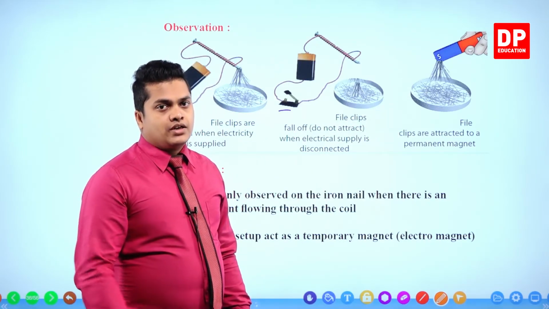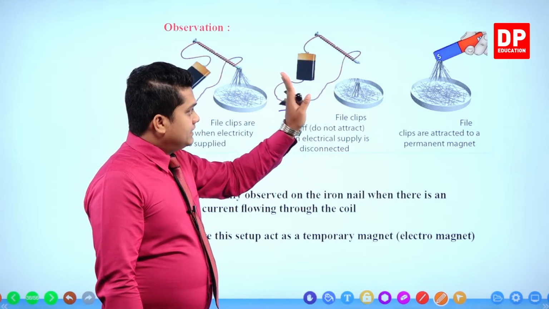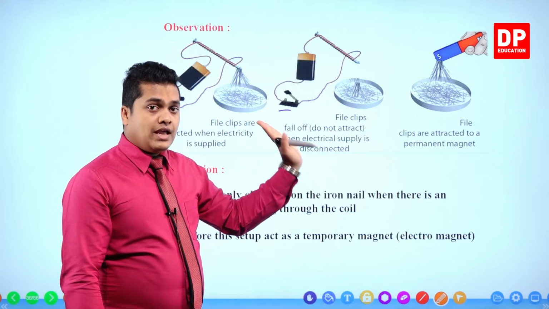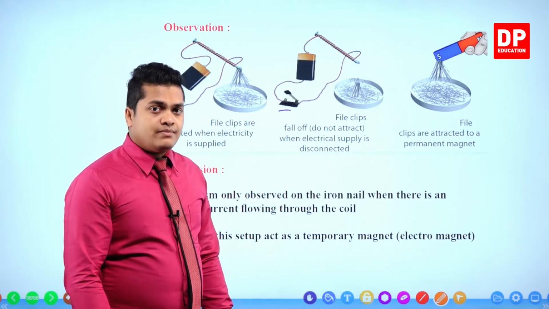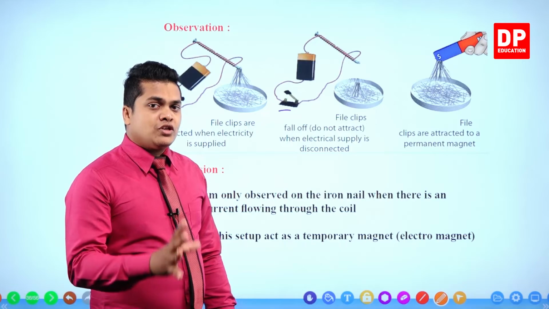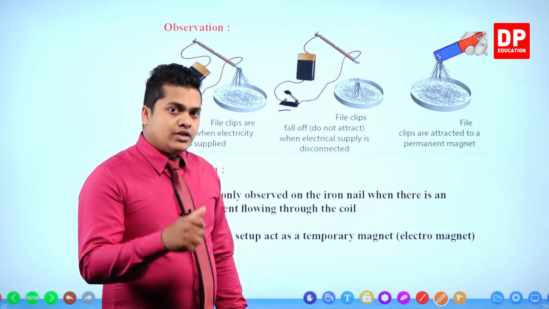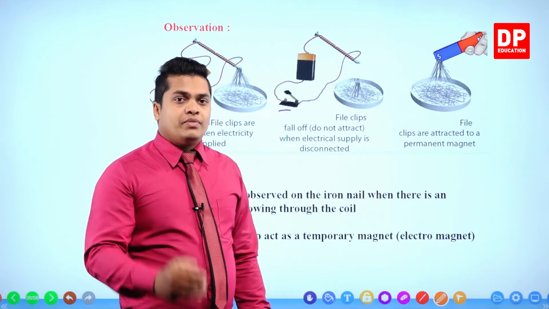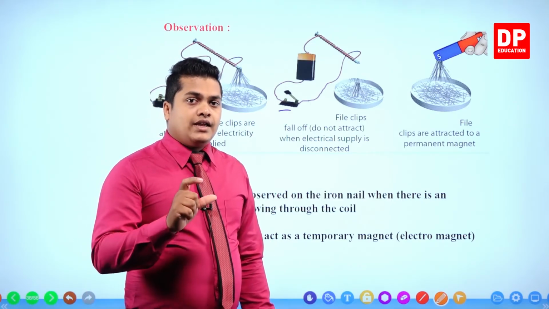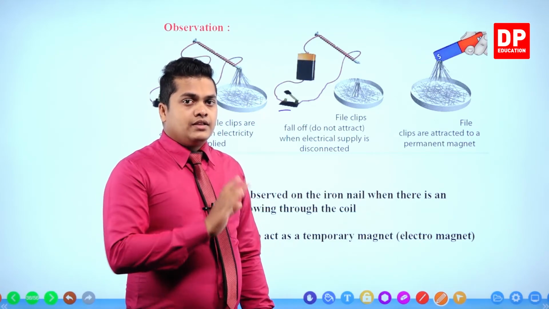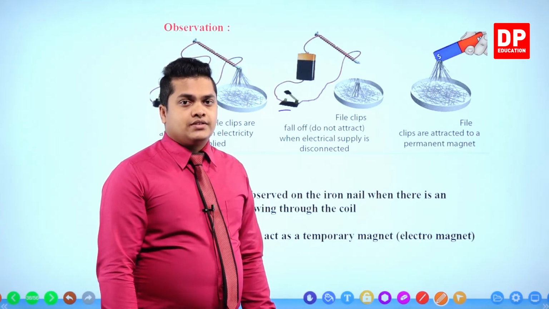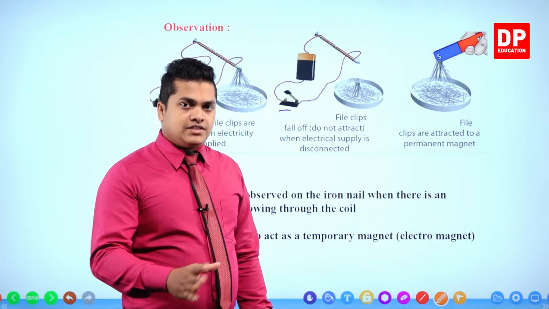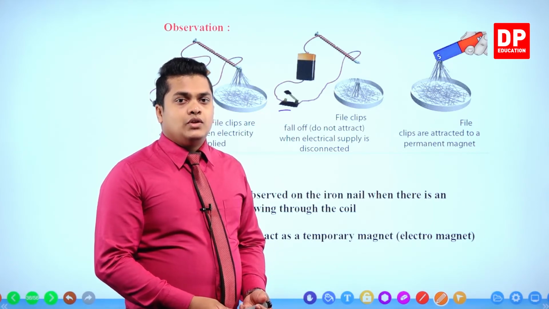So we can finally conclude that this setup, which we created by using the file clip, the copper coil and the iron nail, is going to behave as a magnet. The specialty here is that when you turn on the switch, when electricity flows through the coil, only then the iron nail behaves as a magnet. When you disconnect the switch, in that situation, the magnetic power is lost.